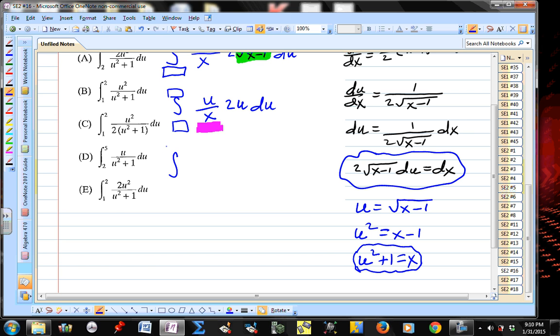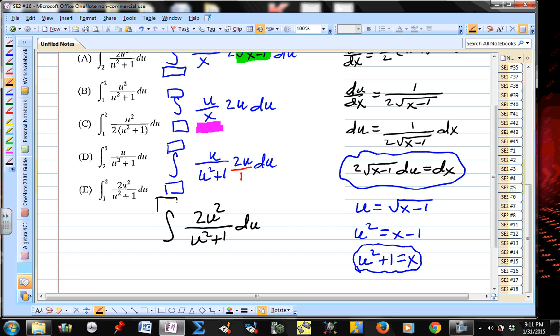So now we can integrate, with missing limits of integration, of u over x, and x is equal to u squared plus 1, times 2u du. Now we have two things to do. First of all, if we multiply the numerators, u times 2u, we'll get 2u squared. Our denominator is u squared plus 1, and our differential is du.